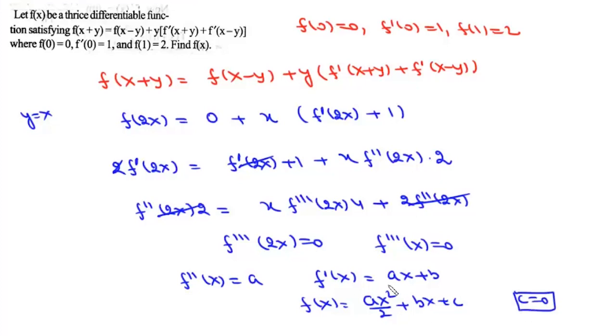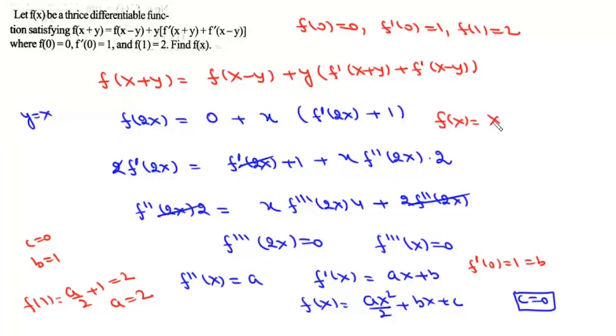Now f dash 0 is 1. Now we put f dash 0, f dash 0 is 1. That means value of b is 1. So b is 1, c is 0, and f1 equals 2. Now f1, it will be a by 2 plus 1, and it is equal to 2. That means value of a is 2. So this fx is actually x square plus x. And that is the answer to this question.